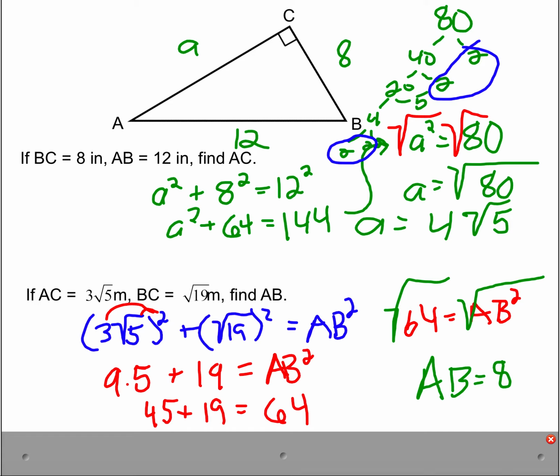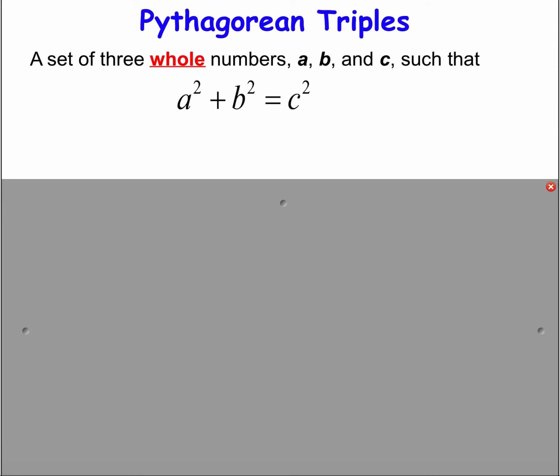One other final thing about the Pythagorean theorem. When a set of three numbers, A, B, and C, of whole numbers, so they're not fractions, they're not radicals, they're not decimals, when there's a set of three whole numbers, A, B, and C, such that that perfectly fits into A squared plus B squared equals C squared, that is called a Pythagorean triple. So when I have an A, B, and C that are perfect whole numbers, remember, no decimals, no fractions, no radicals, that's called a Pythagorean triple.